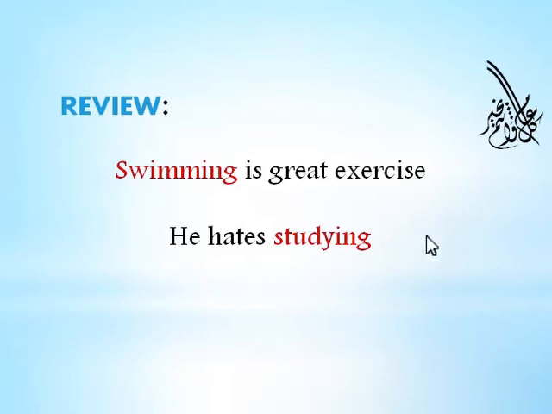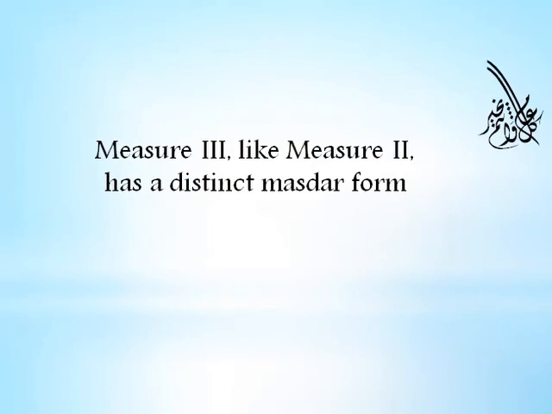He hates studying. These two words in red are verbal nouns, and how do we know they're nouns? Because you could replace them with any other nouns. He hates studying. He hates broccoli. He hates tests, whatever. So these are nouns. Now, if you remember, and you should definitely, we said measure 2 had a very distinct form, the tafa'il form. Well, measure 3 has a distinct Masdar form, and so you have to remember this particular form that we're going to show you. Now, the good news is all the other measures from 4 on up are going to follow a very easy pattern, and so it's not going to be an issue.